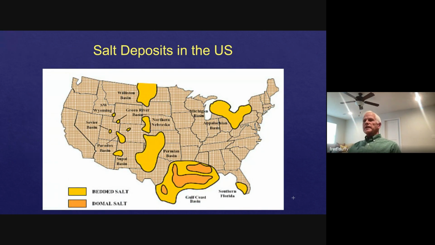Okay, I just want to throw this in here. This map shows the salt deposits. Bedded salt is in the lighter shade. The domal salt is in the orange, and you can see that the domal salt is basically limited to the Gulf Coast. Usually domal salt is a treasure chest for natural resources. It has oil and gas production. It has sulfur. We'll talk about it a little bit later. And uranium is usually associated with these areas. Next slide.